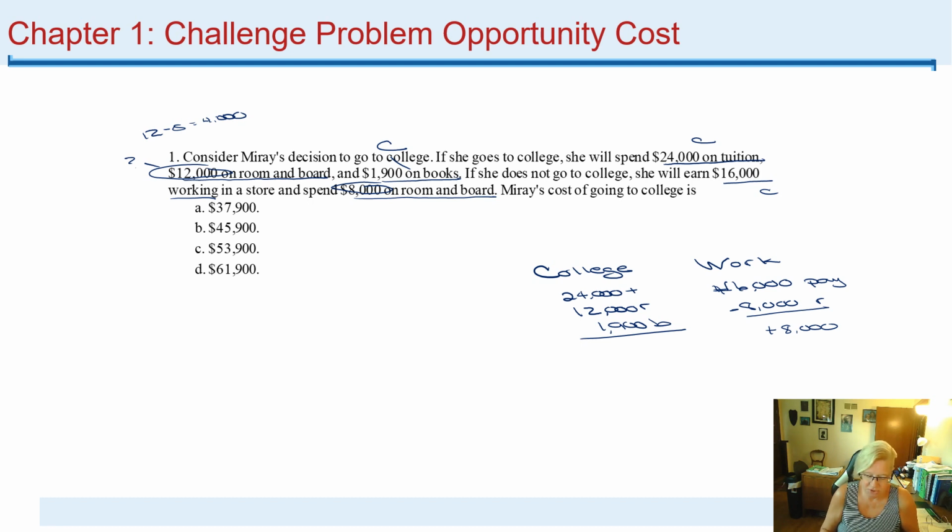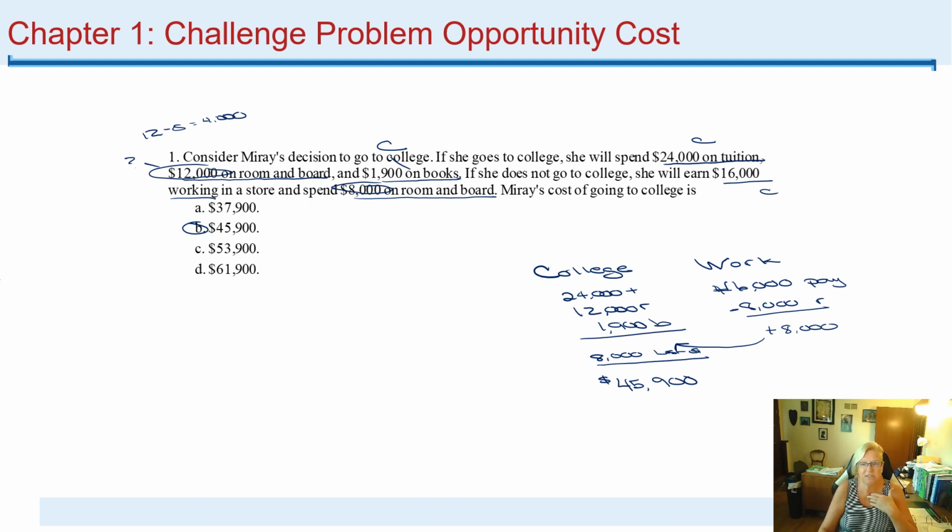If we go to college, we're going to take this better off by $8,000 and bring it over here to going to college because she's losing out on that income. So we have $8,000 lost income. And overall, if we add it up, we get $45,900. So the right answer here would be B. Come on, where are you? There you are. So B is the correct answer.